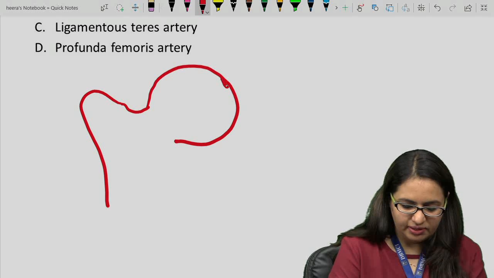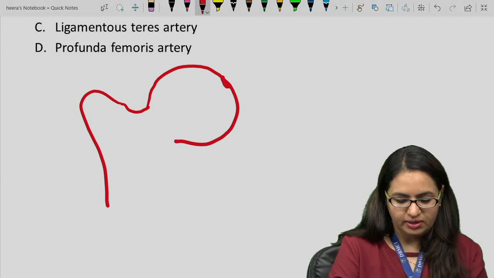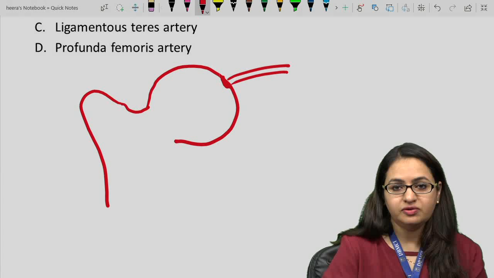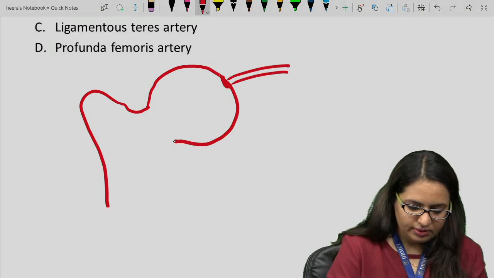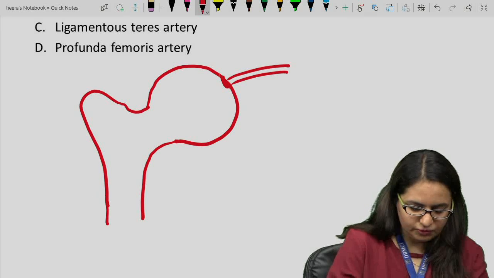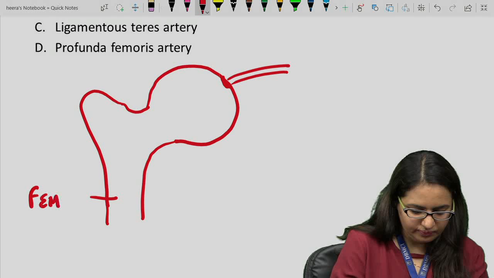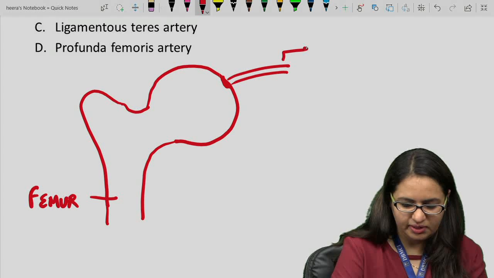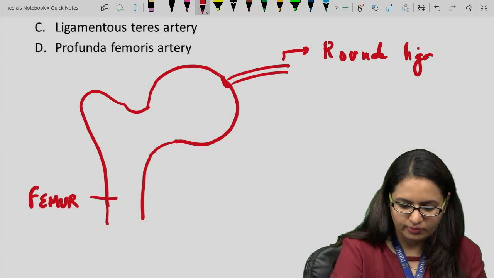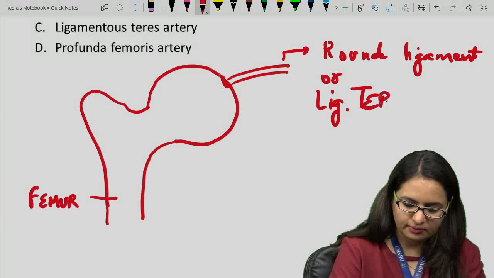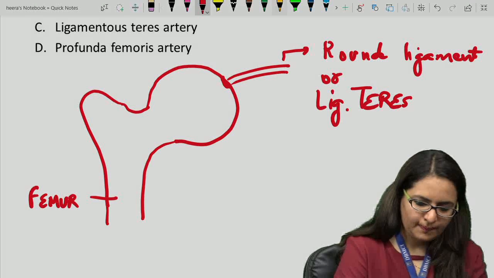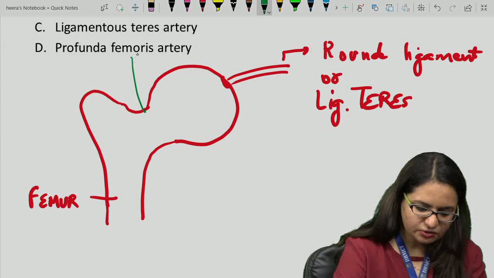Near the head of the femur there is a depression known as the fovea, and over here there is the attachment of a ligament known as the round ligament or ligamentum teres. So if this is the femur, this is the round ligament, also termed the ligamentum teres. The capsule is attached over here.